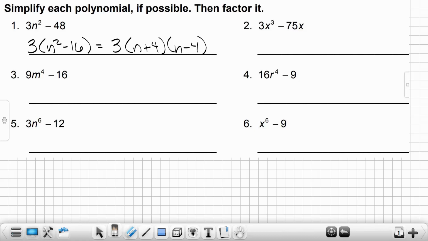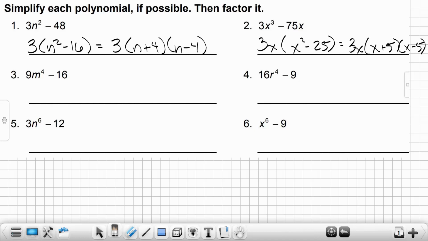All right, absolutely. Number 2, what can we factor out of both, Stephanie? 3x. Factor 3x out of both. We have x squared minus 25, a difference of 2 squares, because x is a square and 25 is a square. 3x, x plus 5, x minus 5. Fantastic.